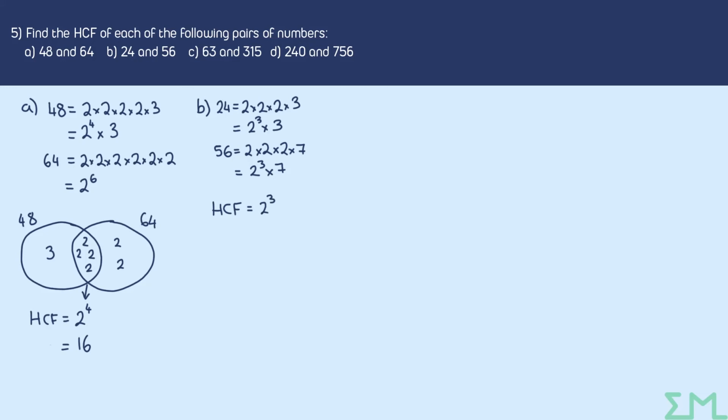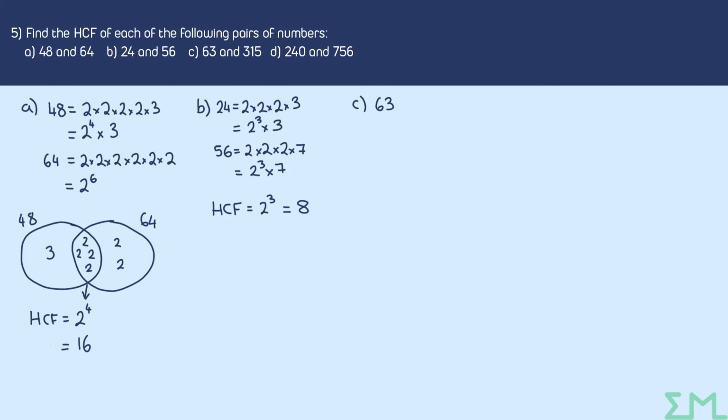For the 3's, we either have 3 to the 1 or we have no 3's, which is like having 3 to the 0. So the lowest power here is to not have a 3. And it's the same for the 7. There is no 7 in the prime factorization of 24, so we do not take a 7 in our HCF. Therefore our answer is just 8.